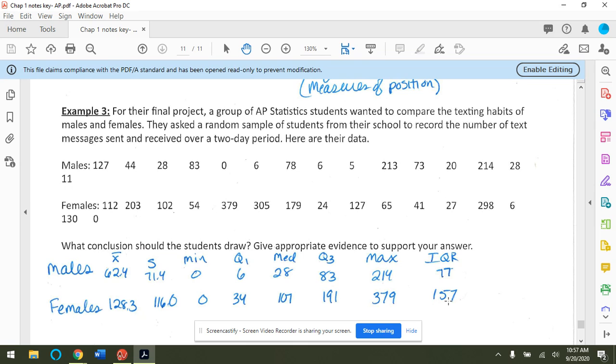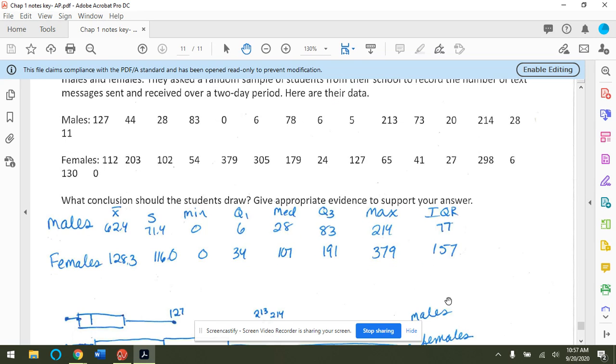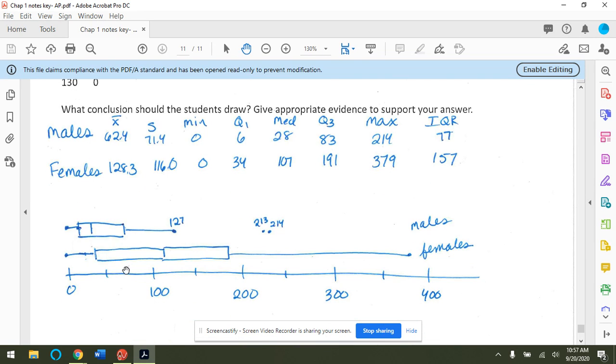Yikes. When you graph them, you need one axis and you put the two graphs above and below each other. Do not do a graph for males with one axis. Start over, do a brand new axis for females because they need to be above each other so that you can clearly see the differences, right? Here's the median for males. Here's the median for females, which is almost the max besides the outliers.